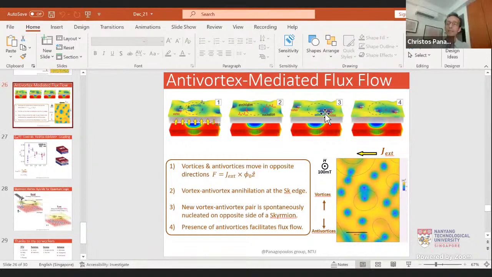So the next step is actually to be able to do this operation that I mentioned, which requires higher quality samples.